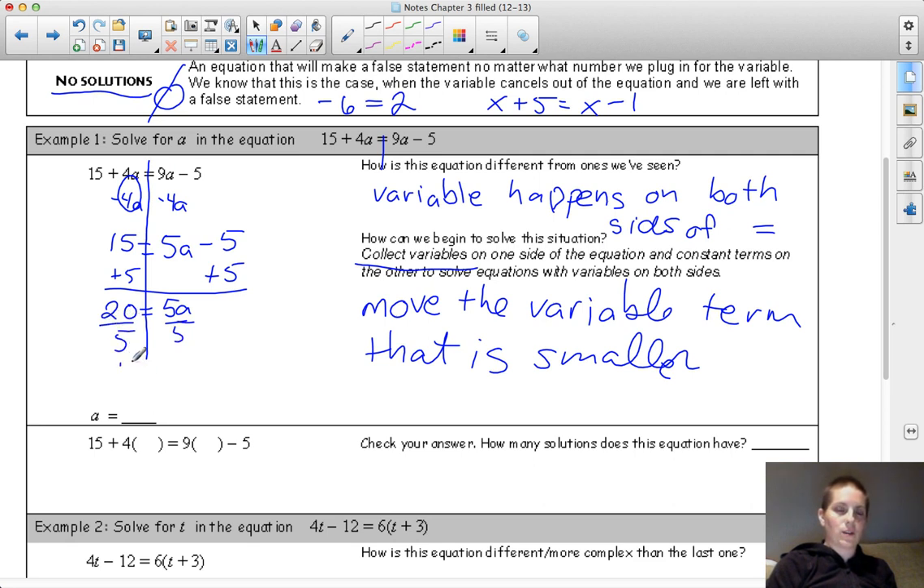We end up with 20 over 5 is a 4. My equal sign stays on my balance. And 5 over 5 becomes a 1. So we have our 1a. A is equal to 4.